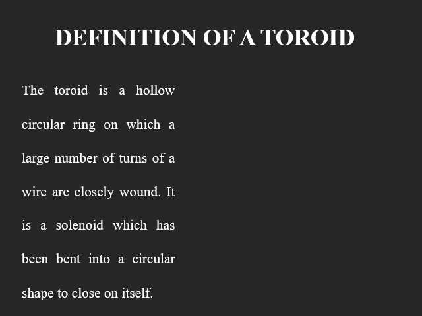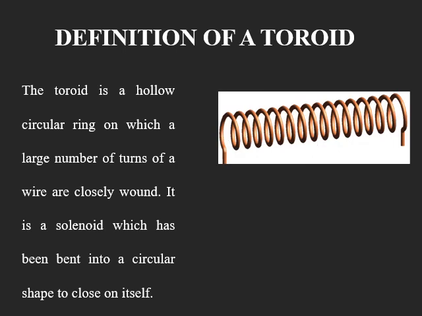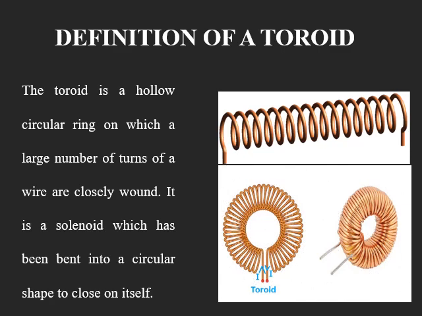The next concept we have to know is about the toroid. So here goes the definition. The toroid is a hollow circular ring on which a large number of turns of a wire are closely wound. It is a solenoid which has been bent into a circular shape. So this is a solenoid. If you bend it into a circular shape, it looks like the bottom diagram. So this is your toroid. We will see now how the generation of magnetic field for a toroid takes place.